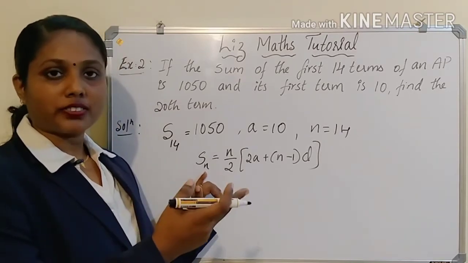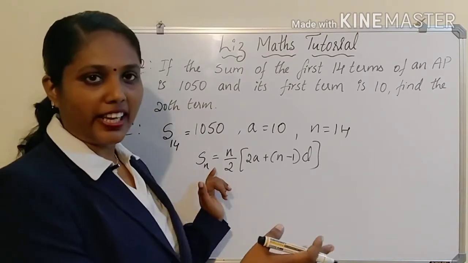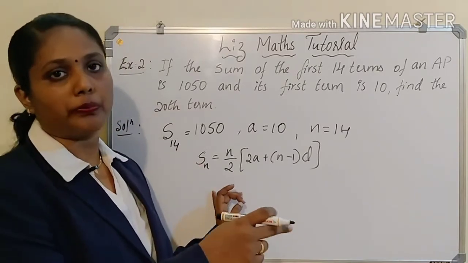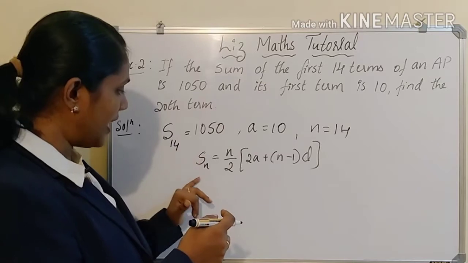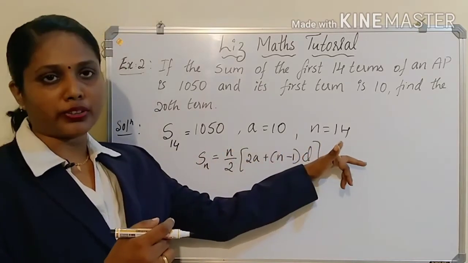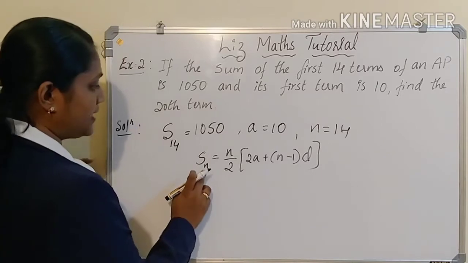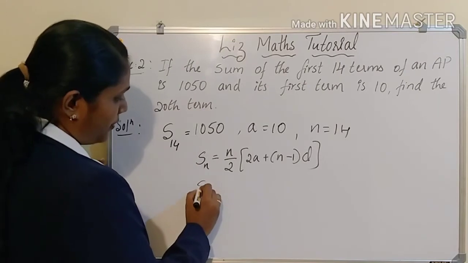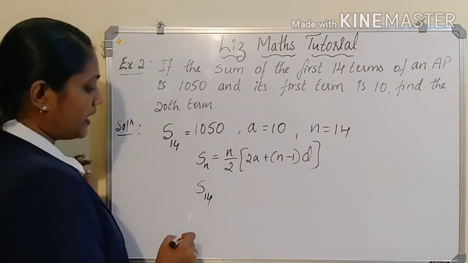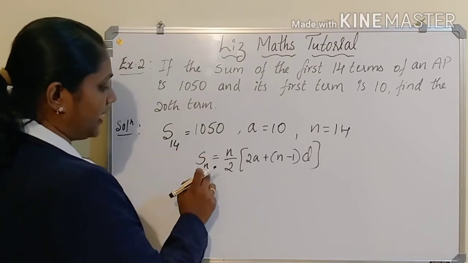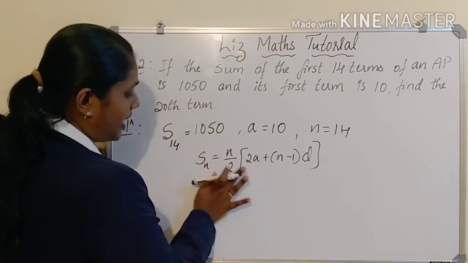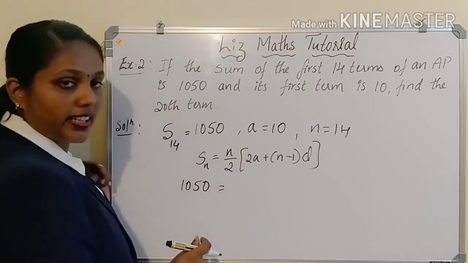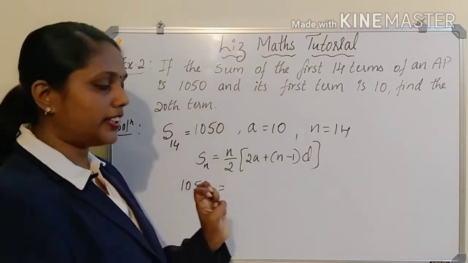S22 is equal to minus 979, isn't it? That answer you have to write as S22 is equal to minus 979. Got it? So here, what does n represent? N represents the total number of terms. So here the total sum is given as S14, isn't it? So S14 is how much they have given? That you read: 1050. Sn is given. The sum of the first 14 terms they have given.